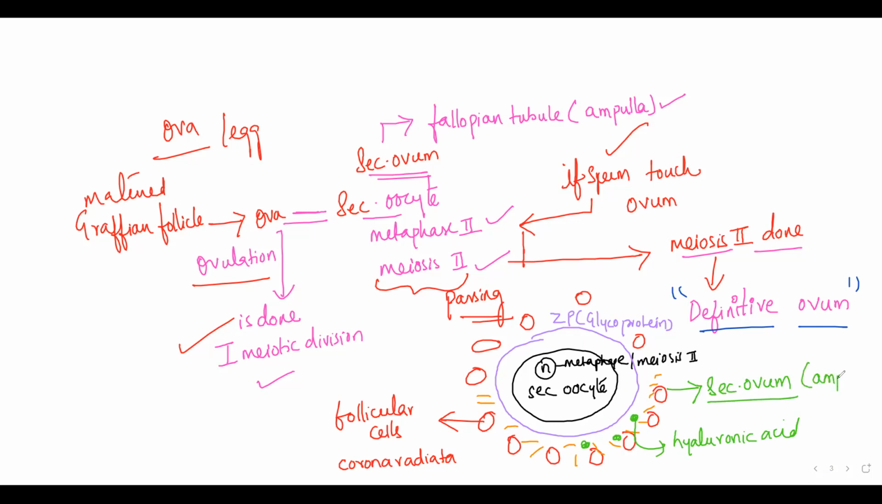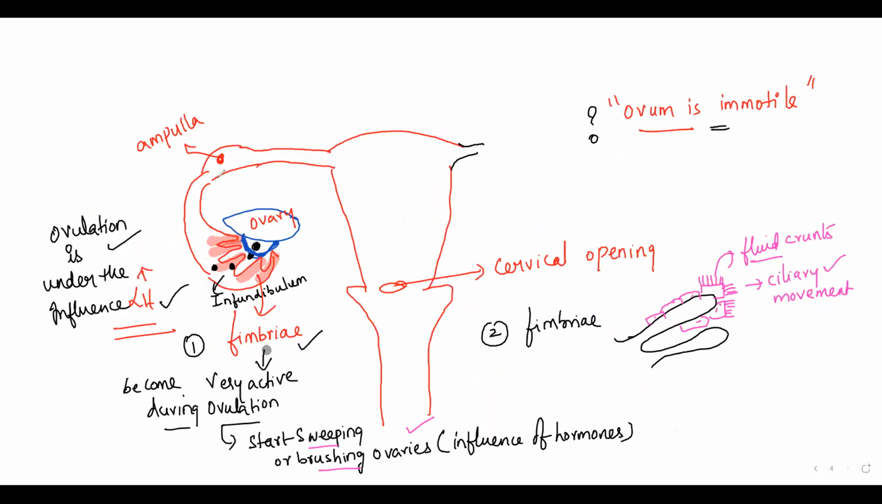the ampulla area. And it stays for how many hours? It stays only for 24 hours in most women. Only in rare cases, the secondary ovum released into the ampulla can stay up to 2 days, but at most it is going to be 24 hours only. So it only waits in this area, which is called the ampulla.